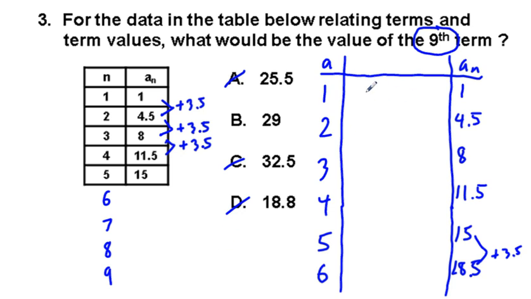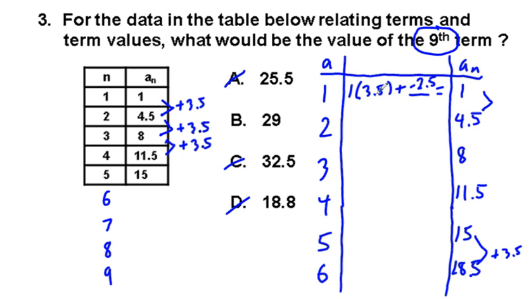You can also look at this as a term. You can say, okay, our common rate of change is 3.5. So 1 times 3.5 plus something is going to be equal to 1. Well, 3.5, that's going to be negative 2.5, right?